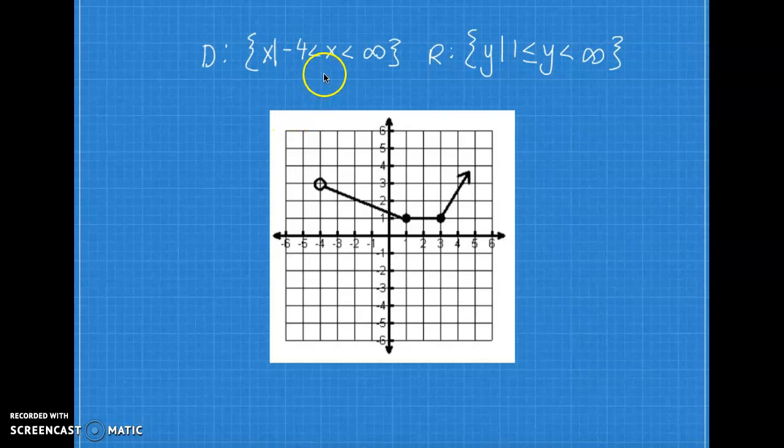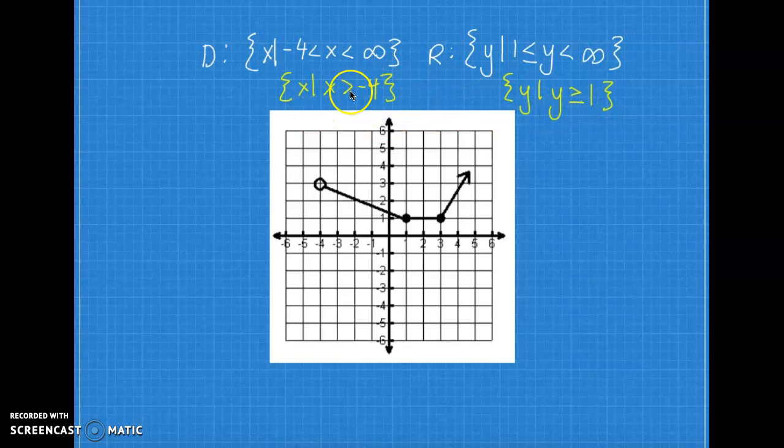Alternatively, if you want to break out of this notation and try something a little different, you could also write your domain and range in a slightly different way. Another way that you could write this domain would be x such that x is just greater than -4. And then this range could be y such that y is just greater than or equal to 1. That would also be acceptable here.